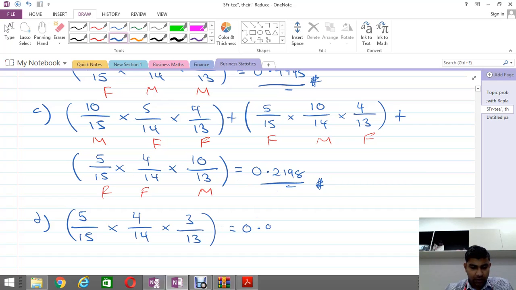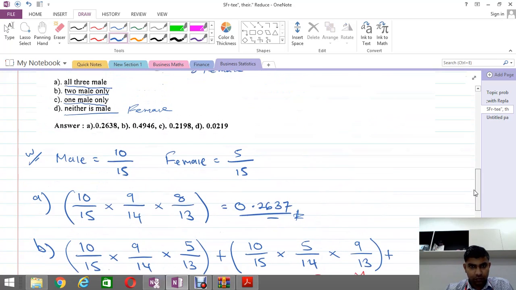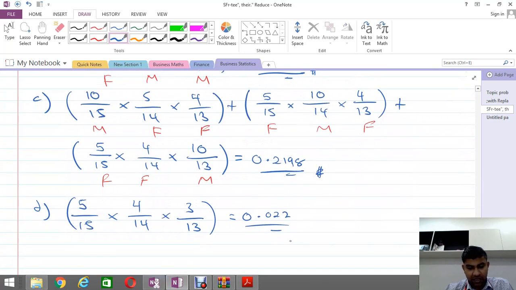So 0.021. Check. 0.022. If you round it up, 0.022 should be fine.